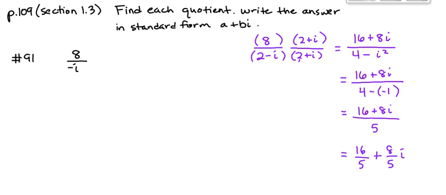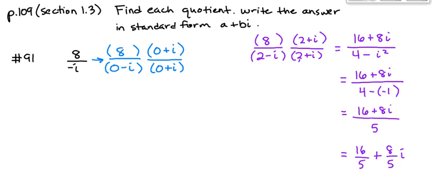So how can we go through that process with the problem we were given in number 91? It's not too bad if we change how the denominator looks. What if we write it as 8 divided by 0 minus i? 0 is the real part, minus i is the imaginary part. That looks more like this one. So what's the conjugate of 0 minus i? 0 plus i. Could you do it without writing the 0? Absolutely. This is just giving us a way to model what we did last time and use the same process.